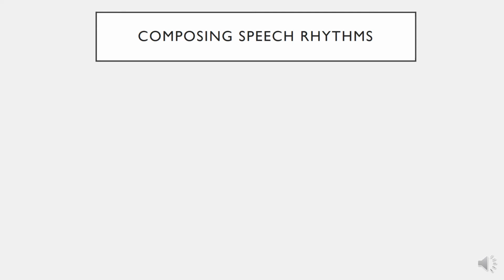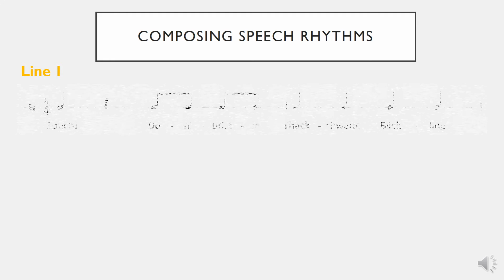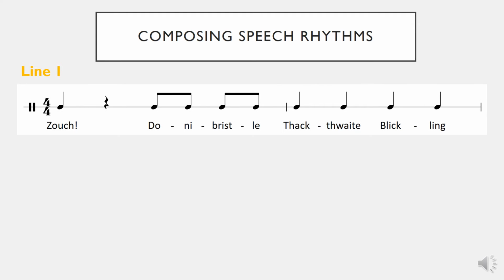Let's move on now to composing our own speech rhythms, using some of the stations from the London Underground. To start with, we can add new words to a rhythm made up by someone else. Here is the first line of Zooch. As you know, when we perform it, this line goes Zooch, Donny bristle, thack, thwaite, blick, cling. Now here it is without the words underneath. We're going to try and fit in some new stations of our own using this rhythm.